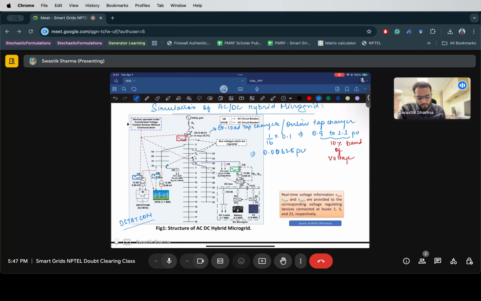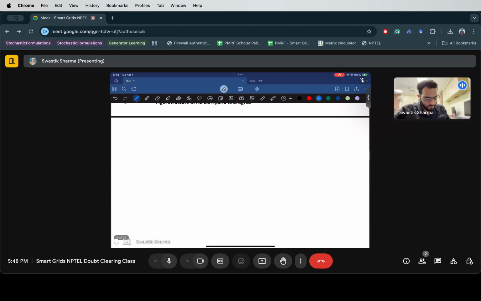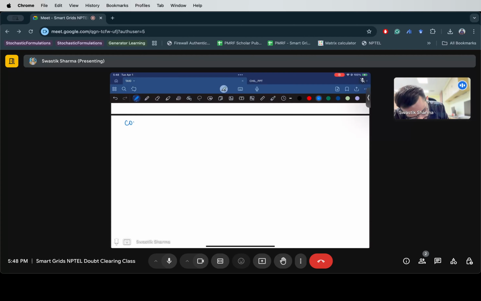What we want to do is operate all of these devices, the D-STATCOM, the converters, and the OLTC, in such a way that without communication they can self-sustain the voltage at all buses. They can make sure that the voltage never goes beyond the permissible limit. And that is what the coordinated voltage control scheme is for. So let's write about it.